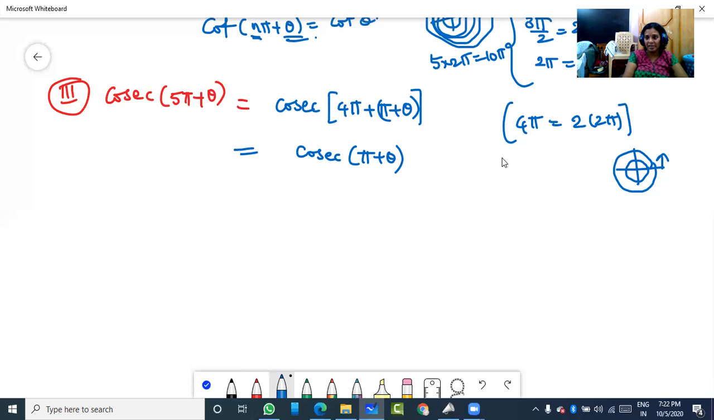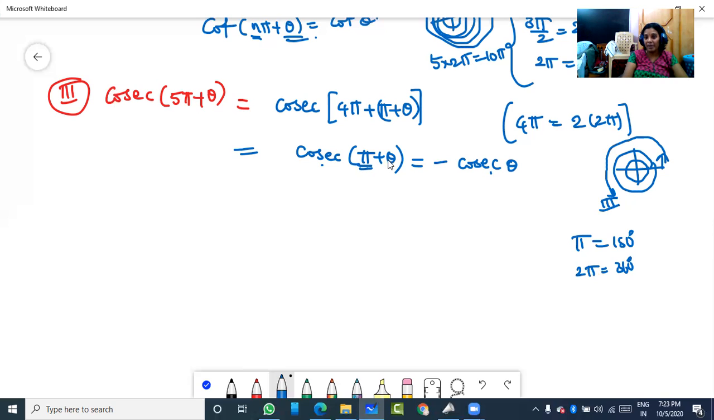Pi means 180 degrees. So in the third rotation, 180 plus θ means it will come in the third quadrant. In the third quadrant, is cosec positive or negative? It is clearly negative. And for π, cosec comes: for 180, for cosec, cosec only, sec only. So it is cosec θ. Pi is nothing but 180. For 180, 360, there is no change of the ratios. So cosec of π + θ means for π, cosec function will come.